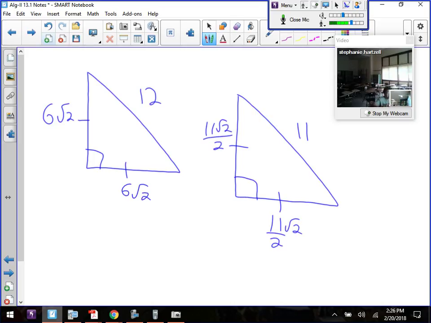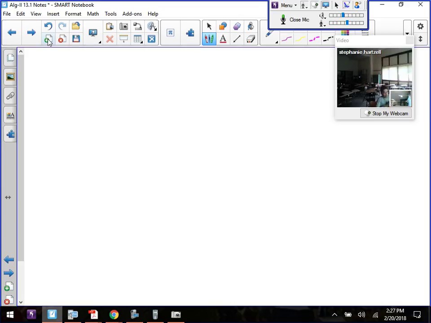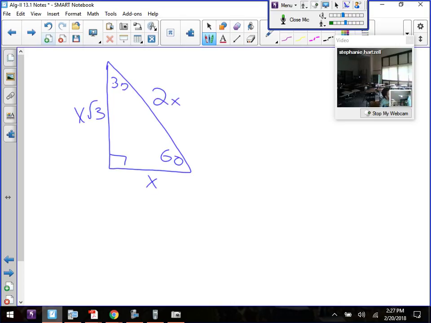That was the shortcut. It works the same way with 30-60-90s, but very subtly different. Instead of dividing by 2, you're going to divide by... there you are. 30, 60, 90. You have ratios of x, x root 3, and 2x.